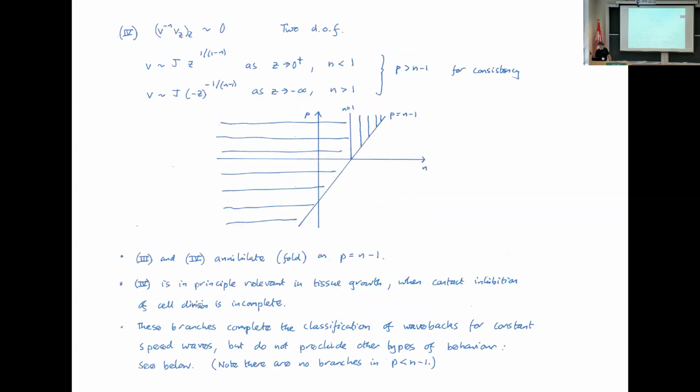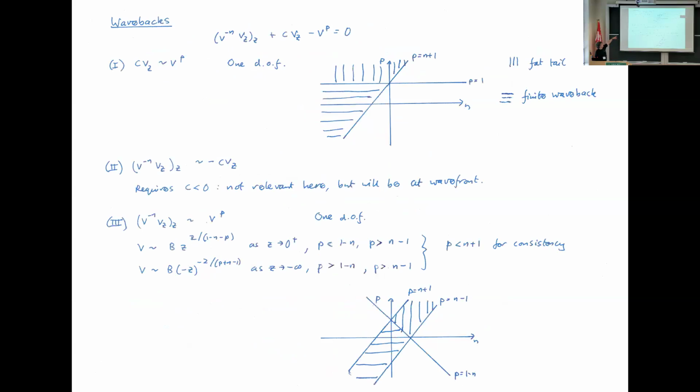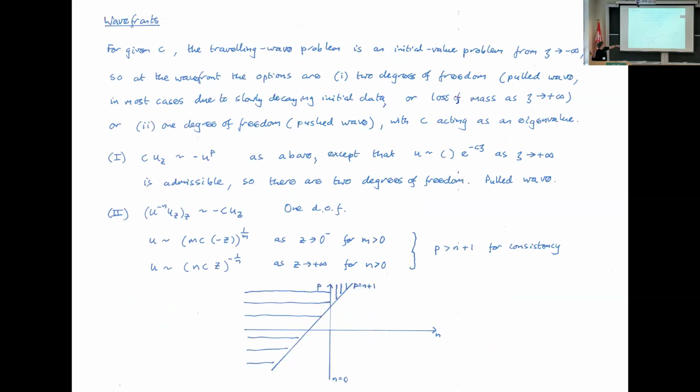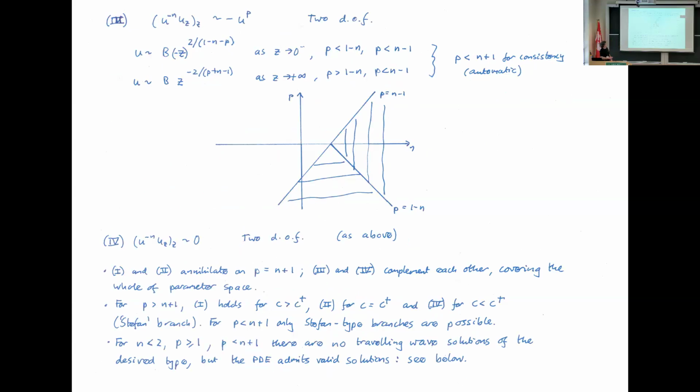So I should actually go back quickly. Recall the one I didn't do in detail at the wave front, because it's the same as the wave back in some sense: the transition is at p equals n plus 1. Same is true here, and you'll see the p equals n plus 1 applies in the bottom picture here too. So this you think of as being a bit like a Stefan branch. It's not finite flux, but it is a 2 degree of freedom situation. So you think of it as being something to do with losing mass at the wavefront.